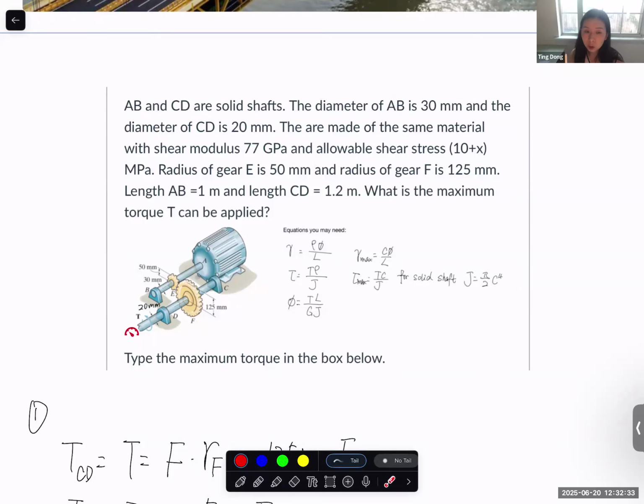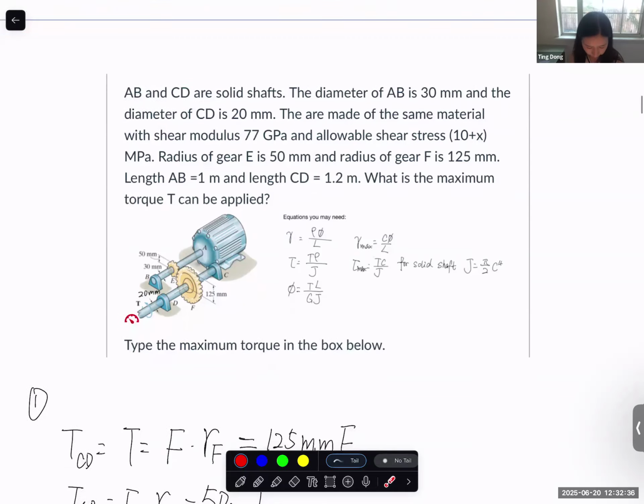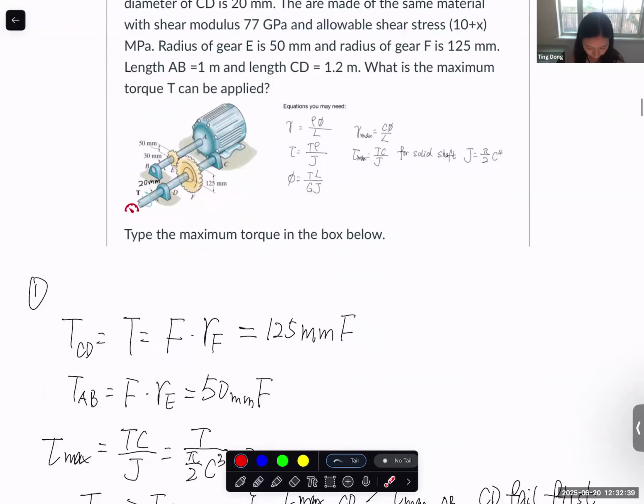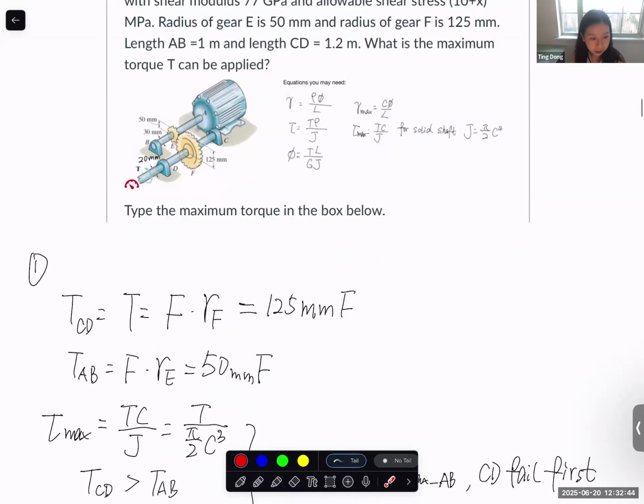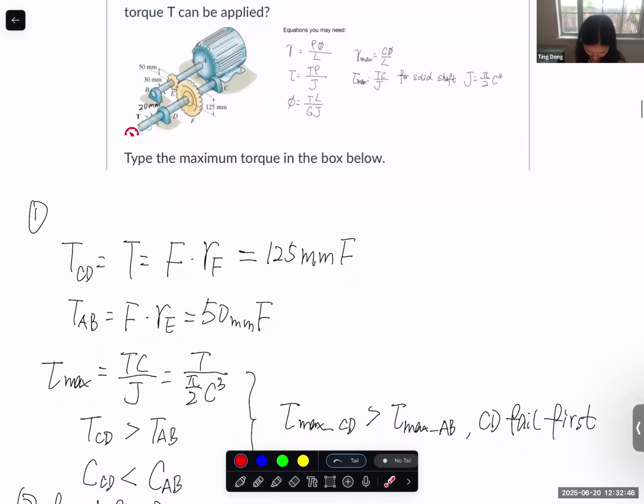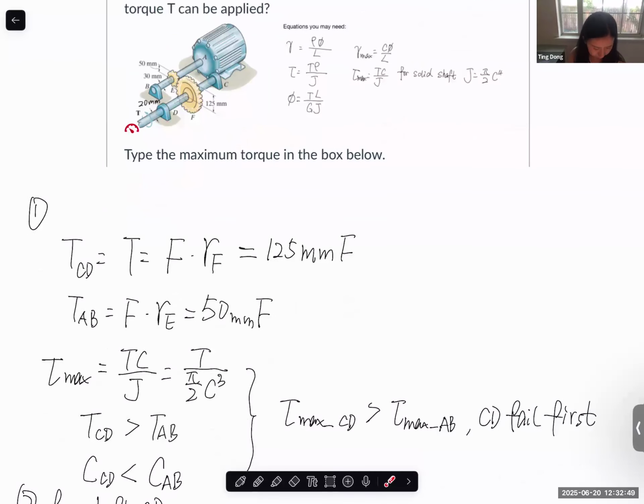So let's try to figure out which shaft has higher shear stress. So of course, tau equal to Tc over J. For the T, C and J, C is already given. Radius is given, diameter is given. So torque equal to force times the radius of the gear, for the relation of the torque in these two shafts, AB and CD.